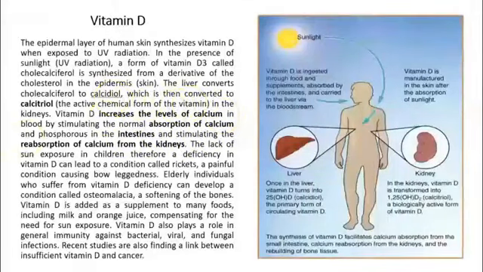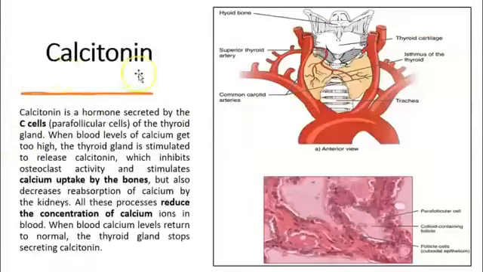which is necessary to have the normal amount of calcium in your blood. The next one is going to be calcitonin. Calcitonin is a hormone produced by your thyroid gland. The thyroid gland has C cells, and the C cells are in charge of producing calcitonin. Calcitonin is going to reduce the levels of calcium in blood.